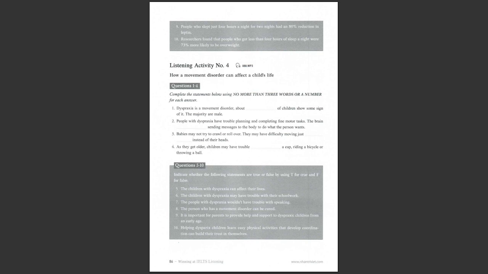Researchers at the University of Chicago did a smaller study, and they found that people who slept just 4 hours a night for 2 nights had an 18% reduction in leptin, and they had a 28% increase in ghrelin. The young men in that study also appeared to want more sweet and starchy foods.